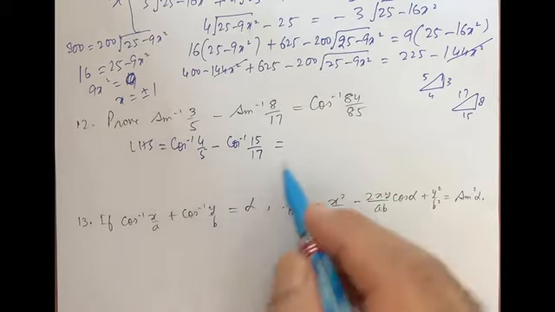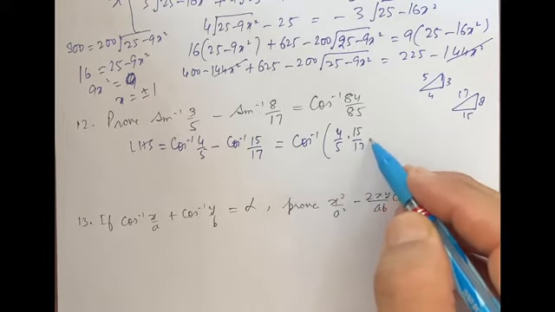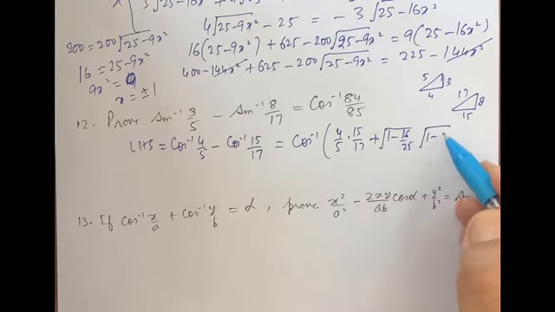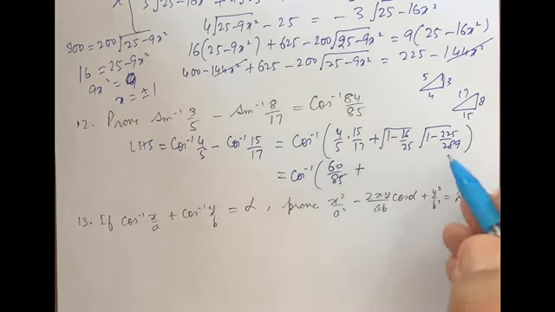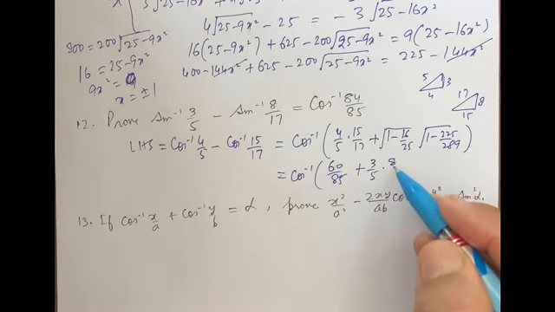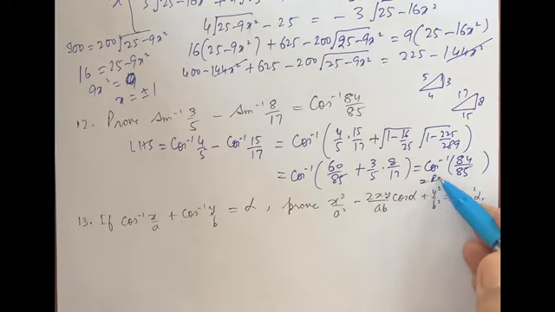Now cos inverse of x minus cos inverse of y is cos inverse of 4 by 5 into 15 by 17 plus root of 1 minus 16 by 25, root of 1 minus 225 by 289. That's cos inverse of 60 by 85 plus this will be 3 by 5, and this will be 289 minus 225, 64, so this will be 8 by 17. So that's cos inverse of 84 upon 85, and this is what we wanted to prove.